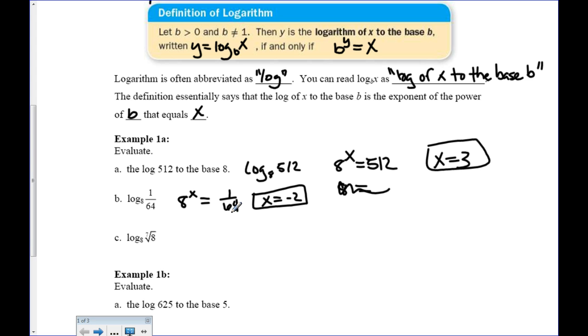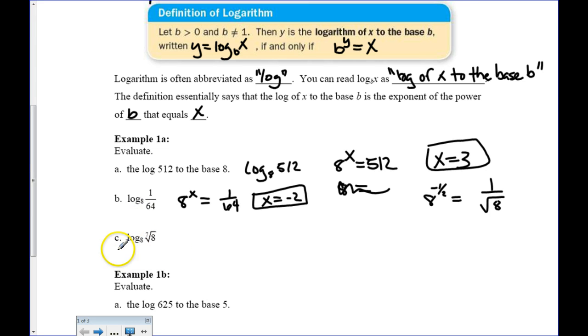So what happens if you do negative 1/2? Then it would be the square root. It would be 1 over the square root of 8. So 8 to the negative 1/2 is 1 over the square root of 8. Why the square root? Because 1/2 is a square root. So we're taking 8 to the second and then flipping it, so the negative basically.